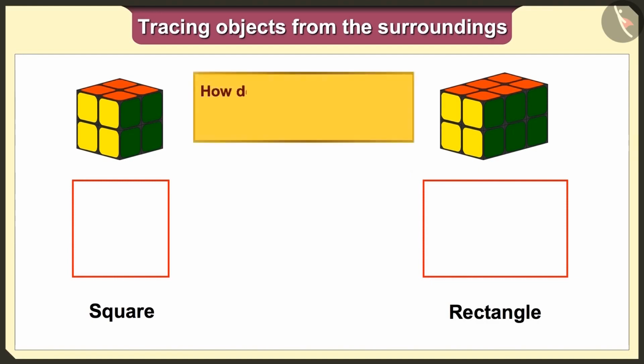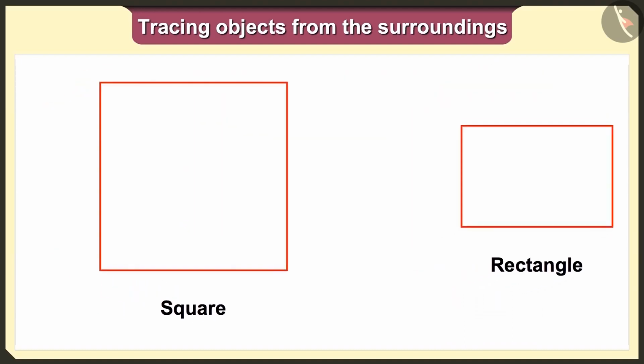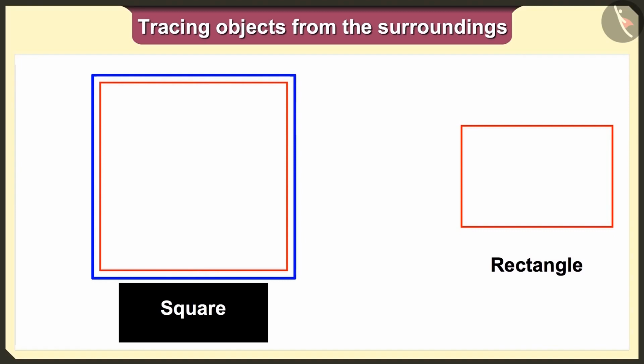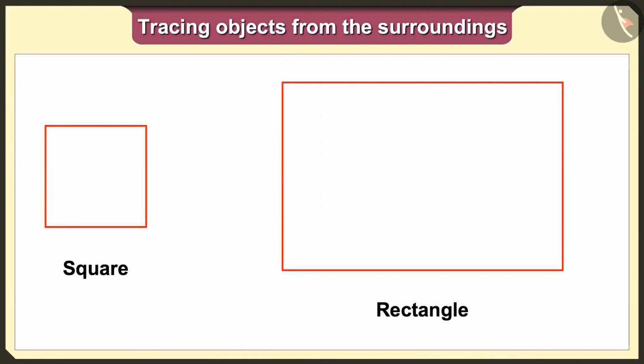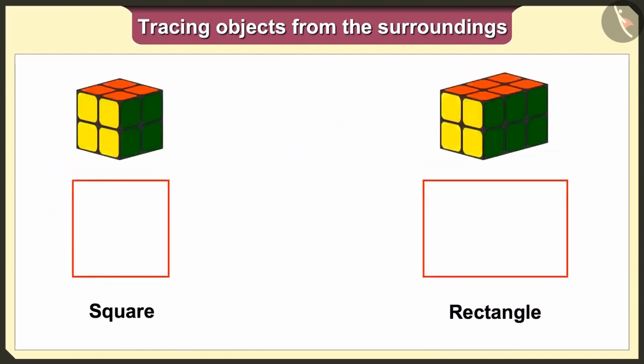Hey, but how will we identify this square and rectangle shape? Look carefully. The measurements of the sides are the same in this shape. So, this is a square. And in a rectangle shape? This is a rectangle shape. In a rectangle, the measurements of the opposite sides are the same. Yes, now I understand it very well that the shape we get when we trace the cuboid is not a big square, but it is a rectangle.